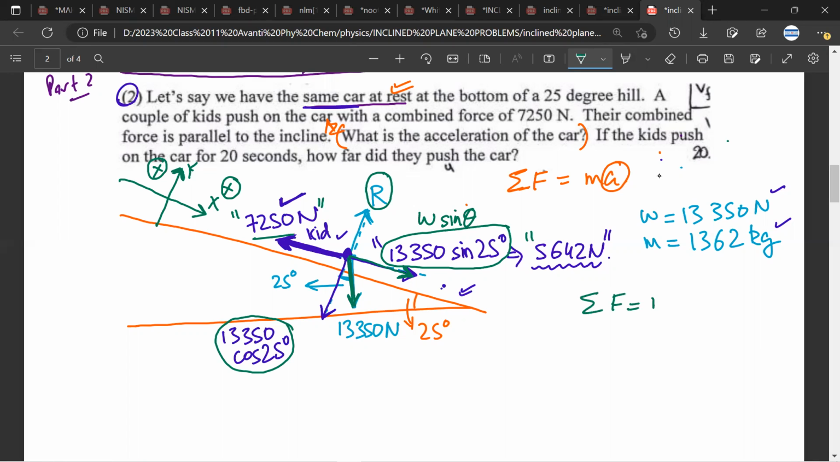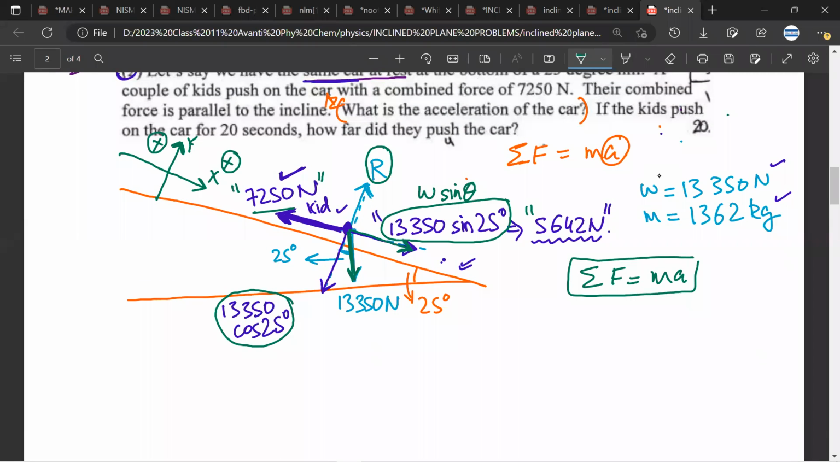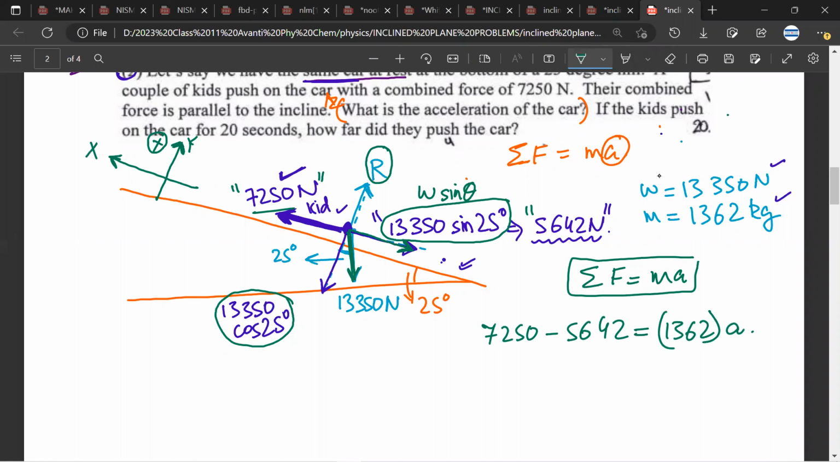Yeah. So if I apply the mother equation, sigma F is equal to ma, in my frame of reference, just for ease, I will consider this direction of x to be positive. So that my equation becomes 7250 minus 5642 is equal to mass into acceleration. Avantika, have you understood this equation, what I have done?